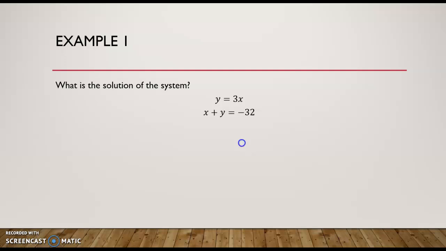All right, so we want to find the solution to this system. Now, our step one when using substitution, and remember substitution means to replace, is that we want at least one equation solved for a variable. All right, so in this case, that's this one right here. So that's step one, because we have y equals.